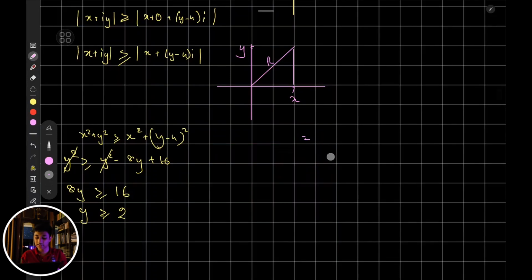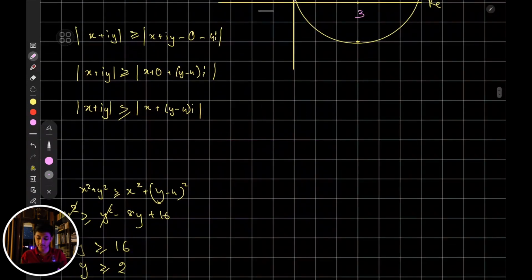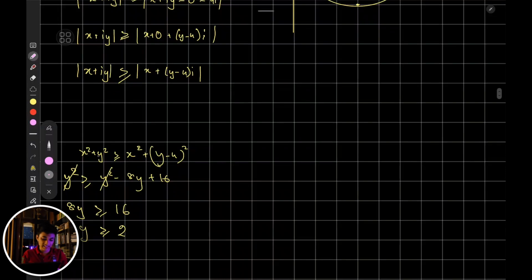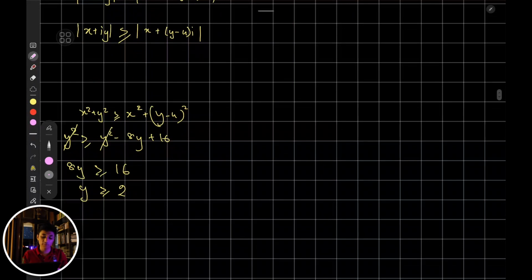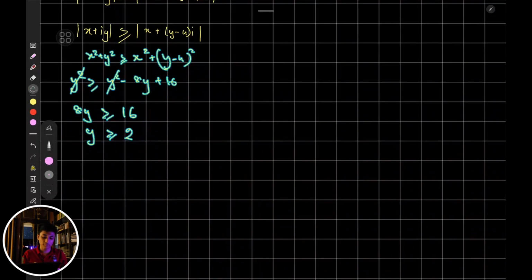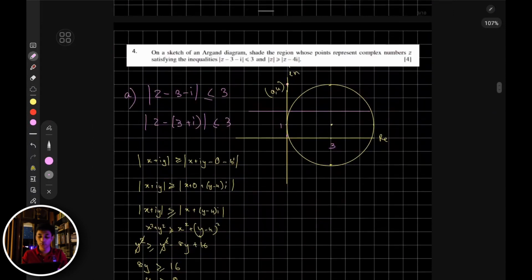That is exactly what I've done over here. I found out the distance for this part, which is root of x square plus y square, and root of x square plus (y minus 4) whole square, which is the entire part, the coefficient for i. Since there is a root on either side, you can cut that off and say x square plus y square is greater than or equal to x square plus (y minus 4) whole square. If you do that and make y the subject, you're going to get y is greater than or equal to 2.